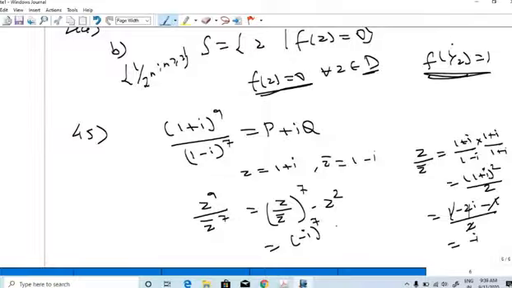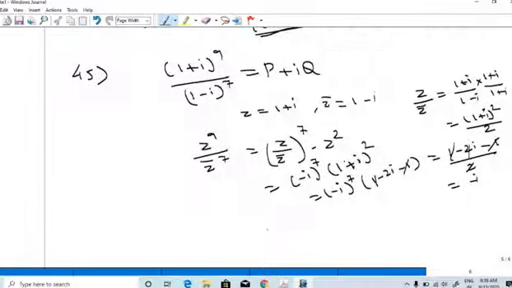Now, what is z square? We know z is 1 plus i, so z square is (1 plus i) square. If you expand this, a square plus 2ab plus b square. Again, the 1 cancels, and this is 2i. Therefore, finally we get, if you take minus 1 outside, minus 1 power 7 into i power 7, and we have a minus 2i.